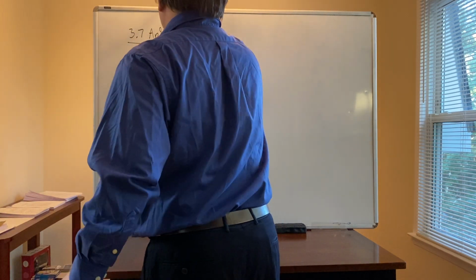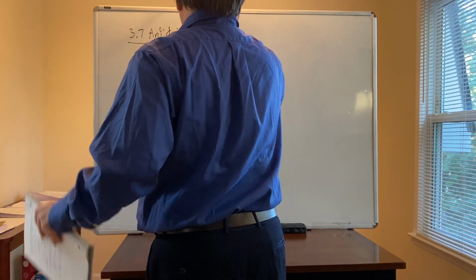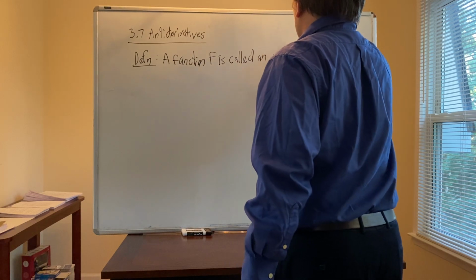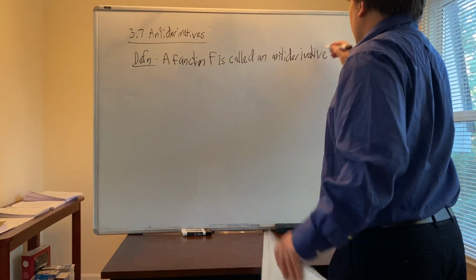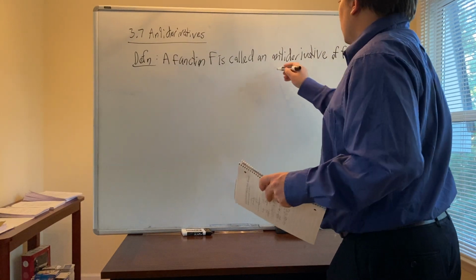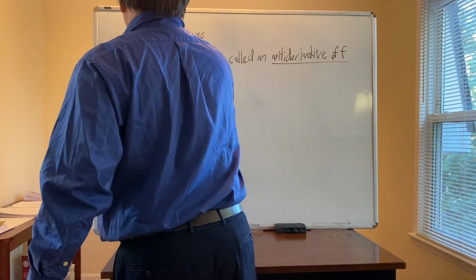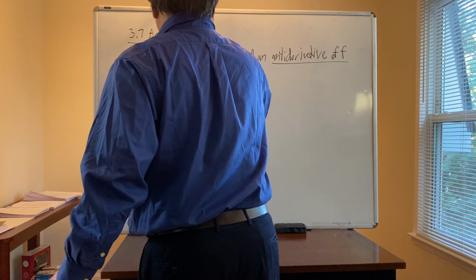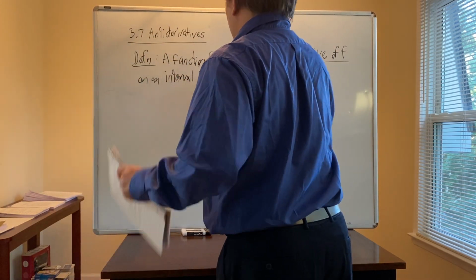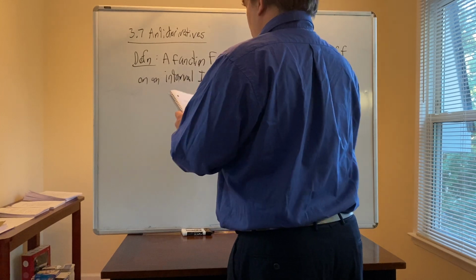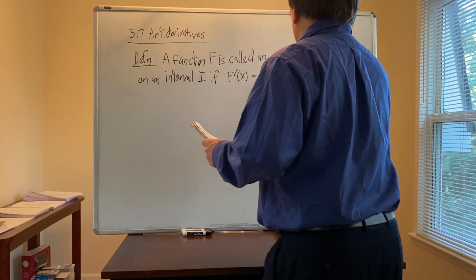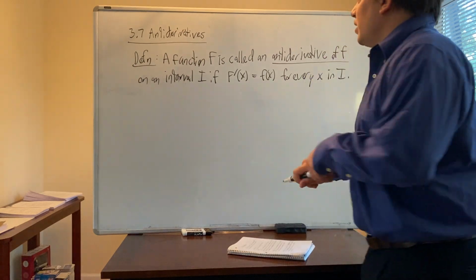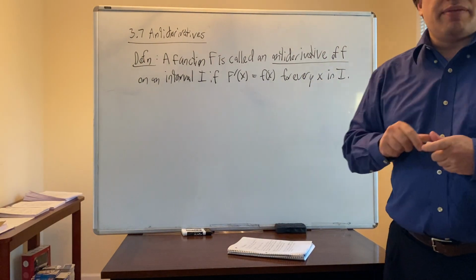Definition. A function capital F is called an antiderivative of little f on an interval capital I, if capital F prime of x is equal to little f of x for every little x in interval capital I. So this is the definition of an antiderivative of a function.